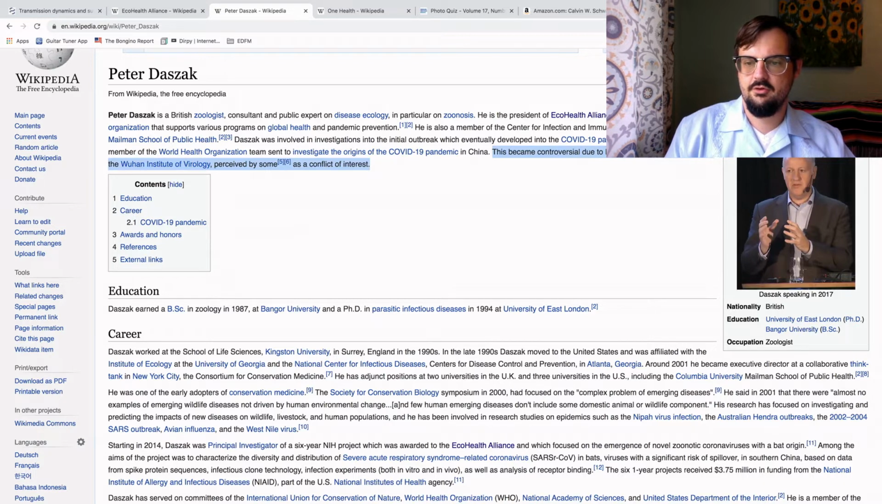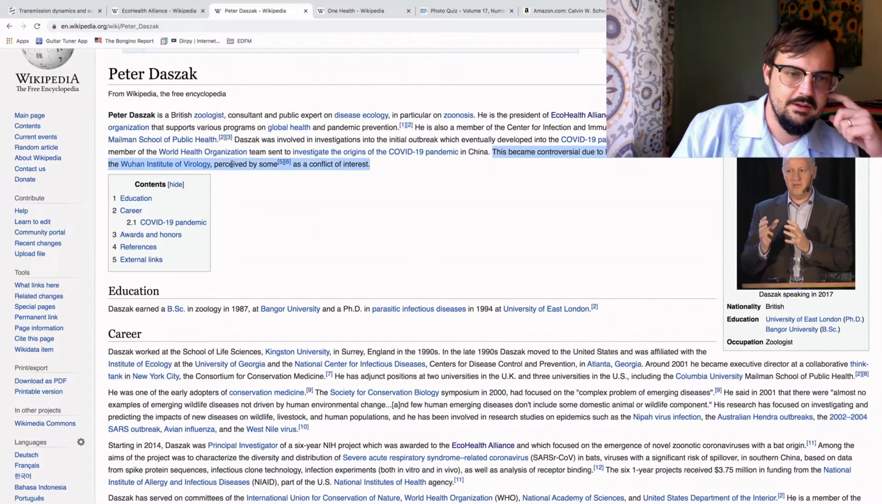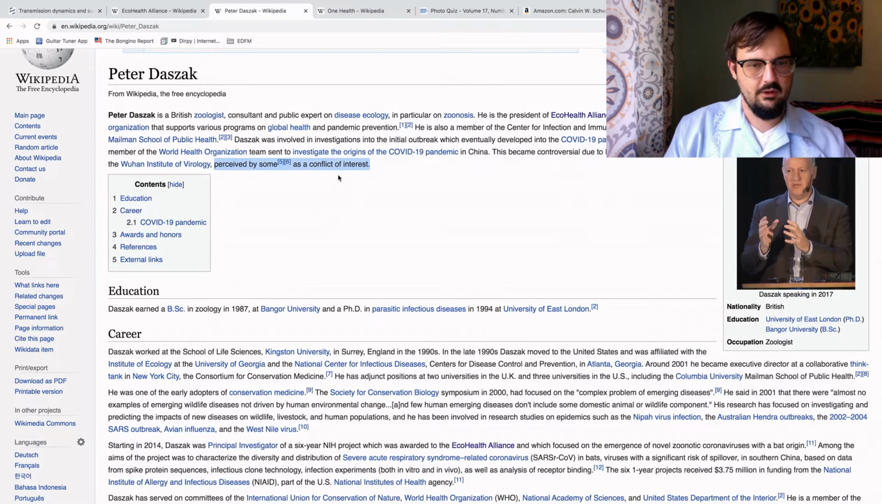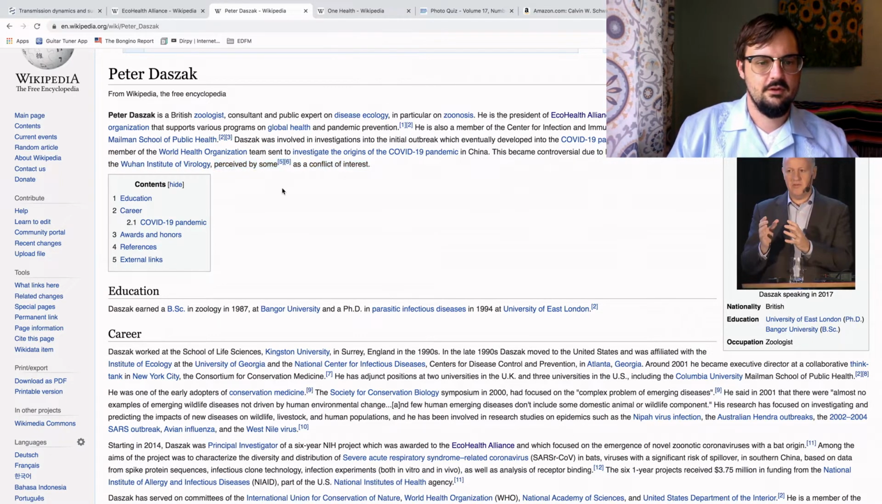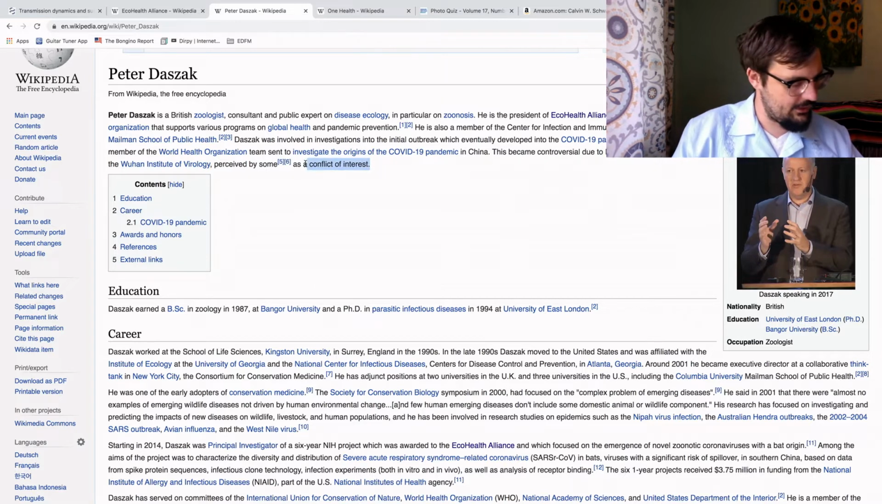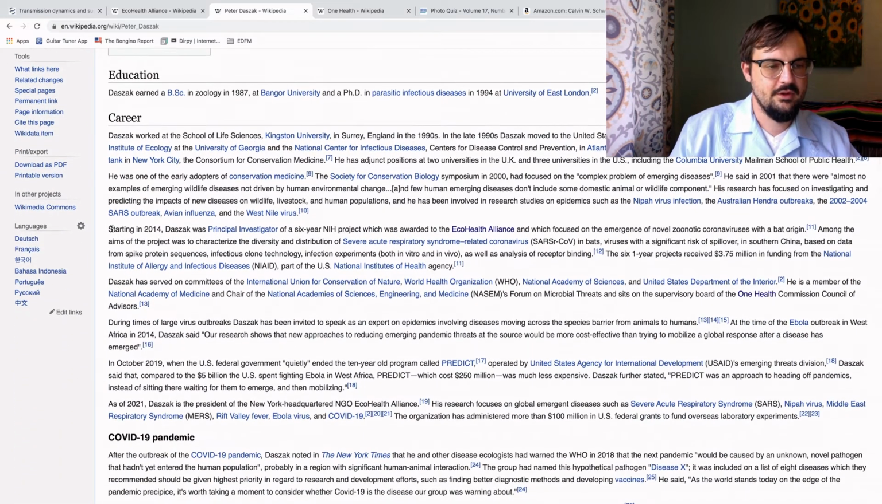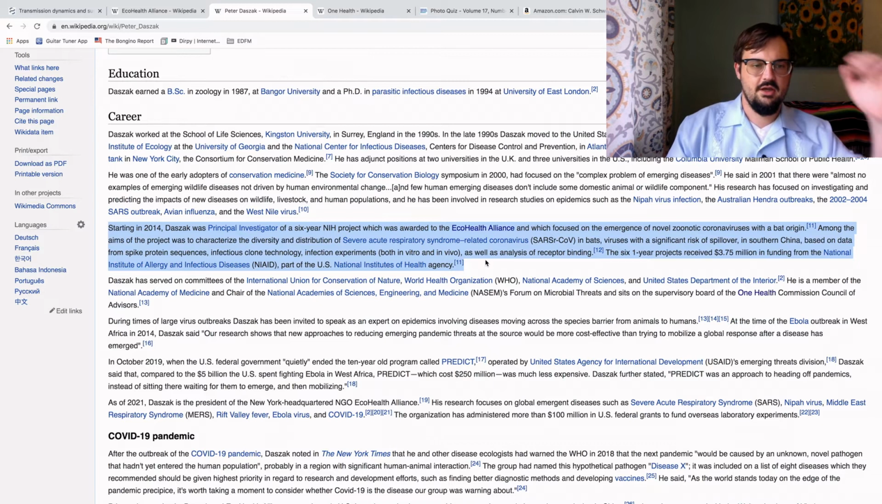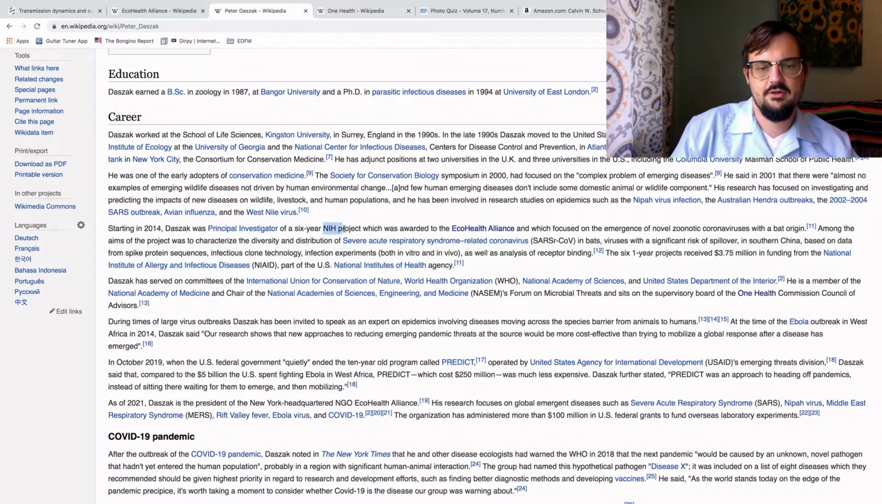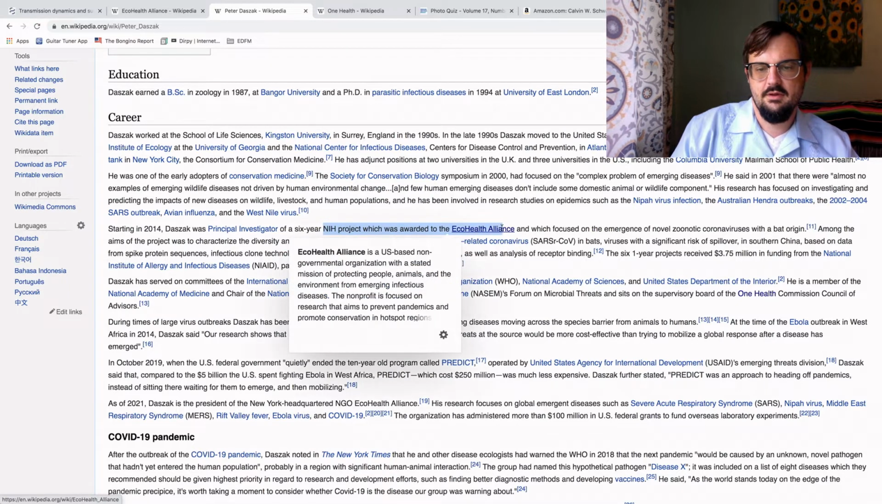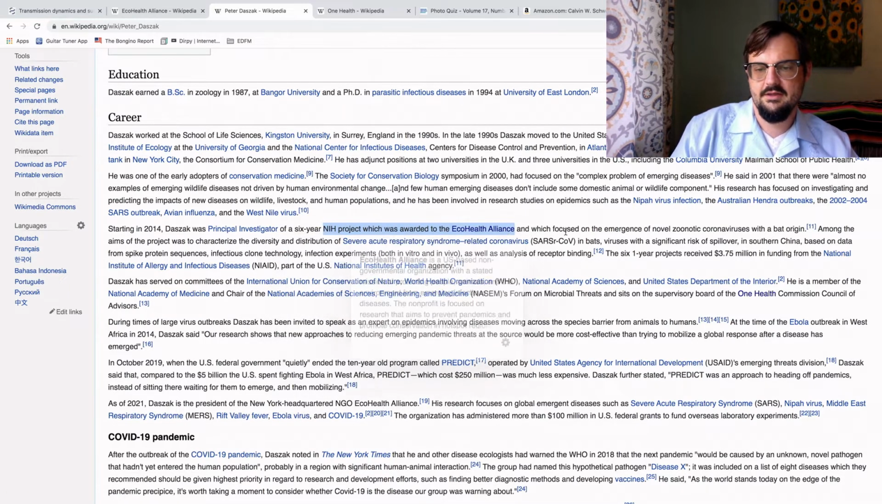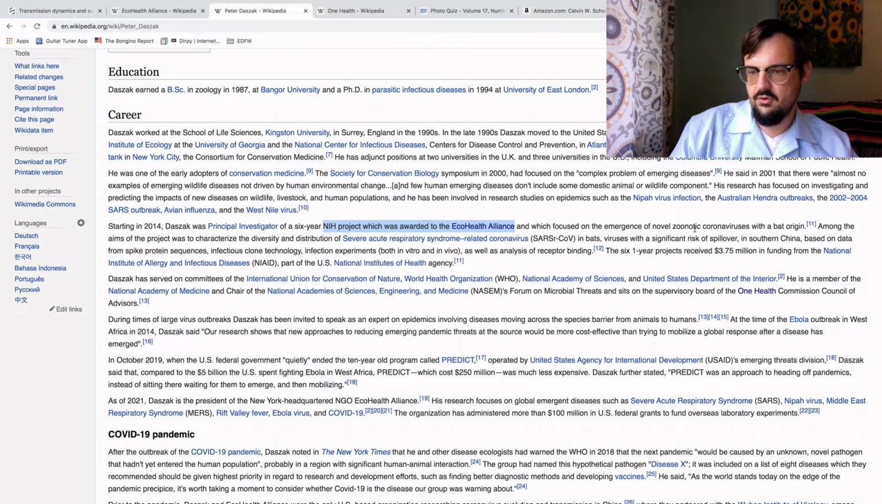Daszak became controversial due to his previous activities with the Wuhan Institute of Virology, perceived by some as a conflict of interest. Yeah, so this is what we're dealing with. Conflict of interest. Of course, how could that not be a conflict of interest, but who's counting? This is fascinating. Starting in 2014, Daszak was a principal investigator of a 6-year NIH project, which was awarded to his group, EcoHealth Alliance, and which focused on the emergence of novel zoonotic coronaviruses with a bat origin.